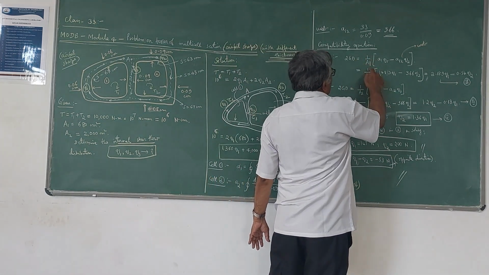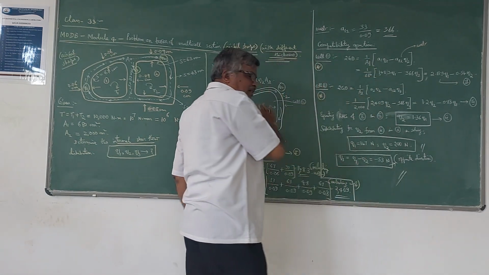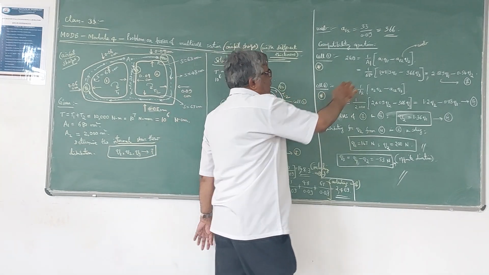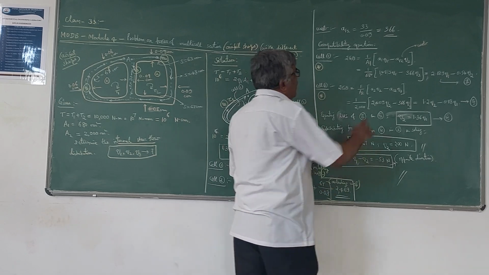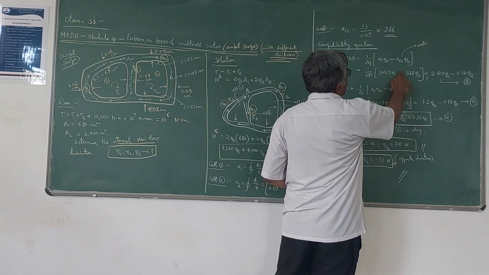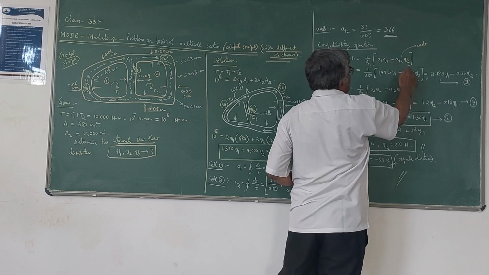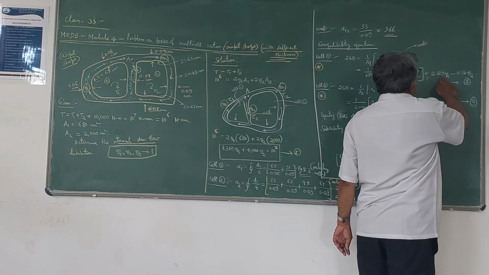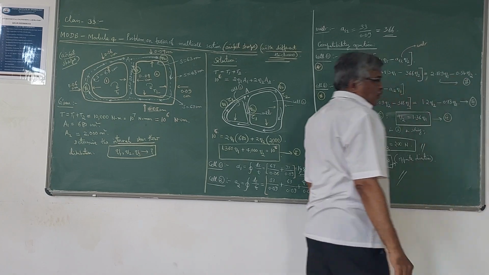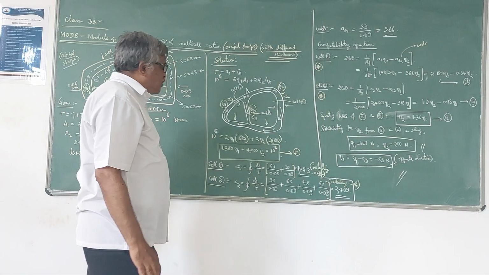In the first one, 1 divided by A1 is 680. I am retaining centimeters only. 1 by 680 into small a1, which is 1483, into Q1, minus small a12, which is 366, into Q2. If you simplify this, you will get 2.189 Q1 minus 0.54 Q2. You can call that equation 2.